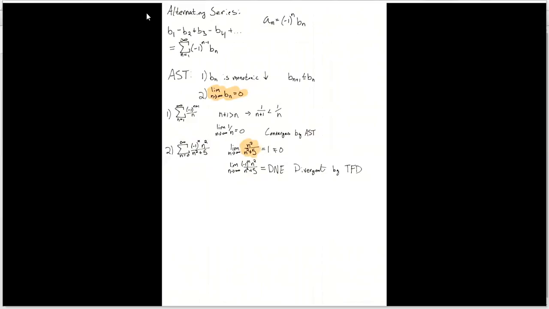Okay, so let's take a look at our last example for applying the alternating series test. We have the sum from n equals 0 to infinity of negative 1 to the n minus 3, and then we have the radical of n all over n plus 4. Go ahead and take a minute, and then we'll talk about it.